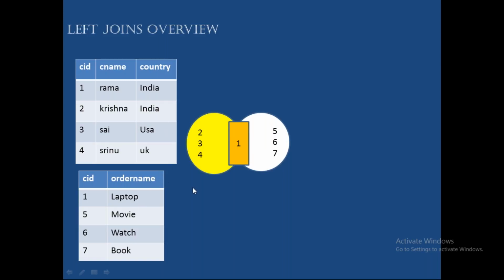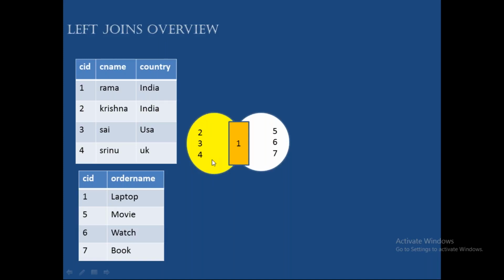Yesterday we saw that when we apply left join, we get the common record between the left and right table. Whatever common record we have, you will get that. So for 1 Rama India, laptop, this entire row you will get. The common record between these two tables is 1. So you will get this one, plus left join means all remaining records from the left table, that is 2 3 4. I will get 2 3 4 if I apply it.